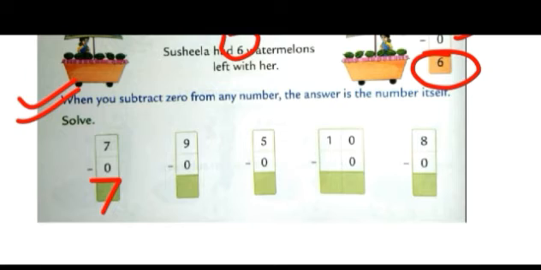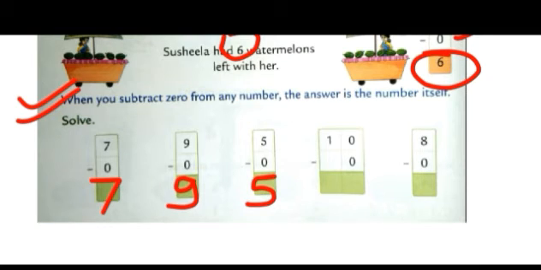Like suppose you have 7 chocolates and you did not give any chocolate to your sister or your brother. How many are left with you? All the chocolates are with you only because you have not given any. Okay. Now, 9 minus 0. Again, the number itself, 9. 5 minus 0, 5.